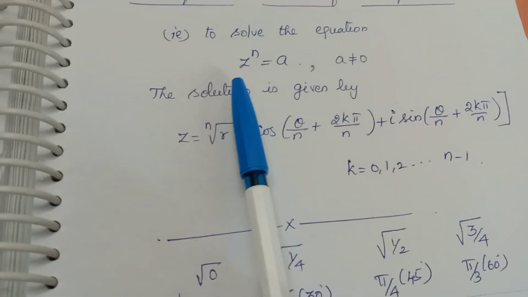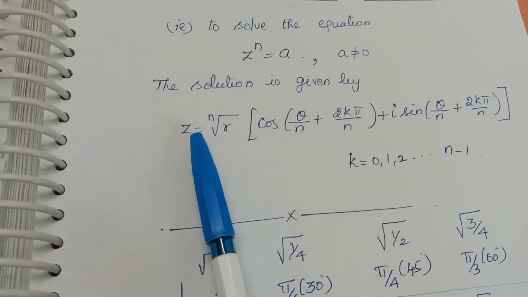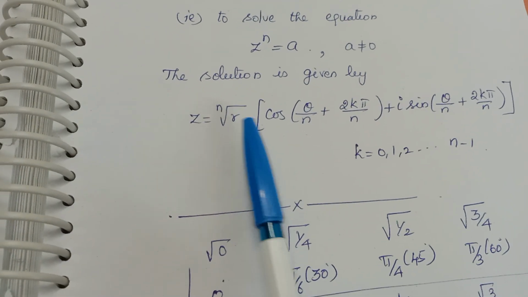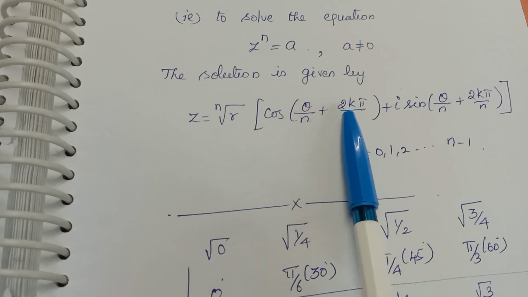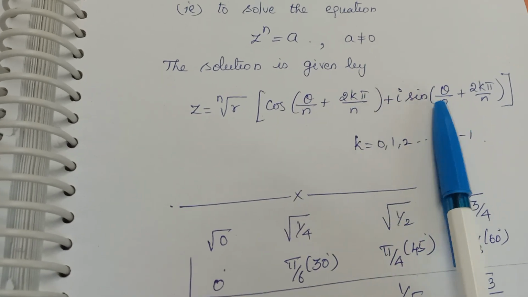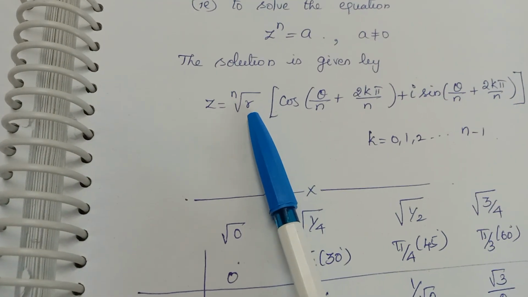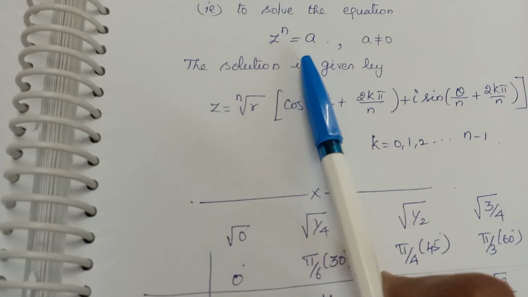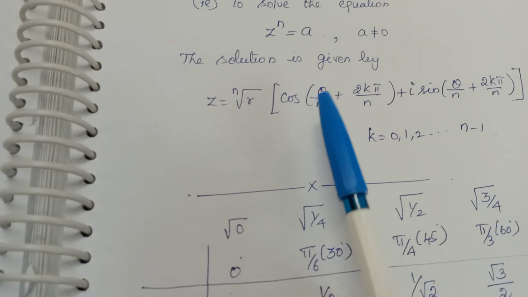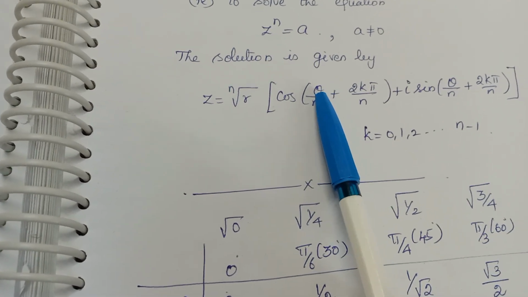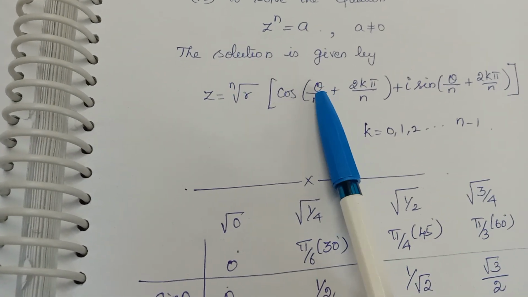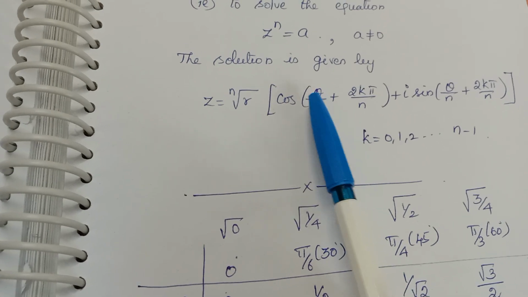The solutions of this equation are given by z equal to the nth root of r times cos(theta by n plus 2k pi by n) plus i sin(theta by n plus 2k pi by n), where r is the modulus of the complex number and theta is the amplitude or argument of the complex number. Okay, we'll see some examples for this.